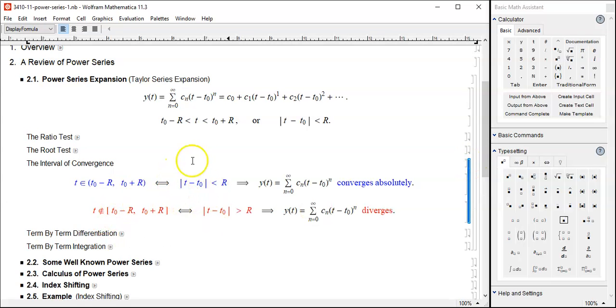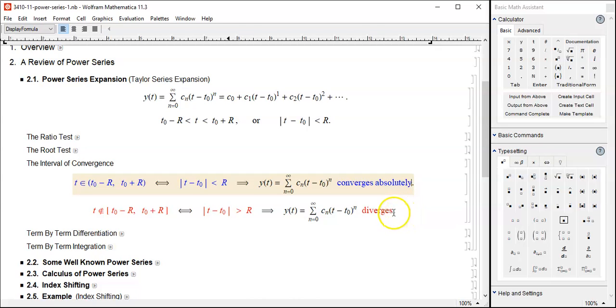Now, the radius of convergence gives us the interval of convergence. t minus t0 less than R in absolute value means this: t is greater than t0 minus R, but less than t0 plus R, or equivalently, t belongs to this open interval. So this open interval is called the interval of convergence, and when t is selected within the interval of convergence, then the series converges absolutely.